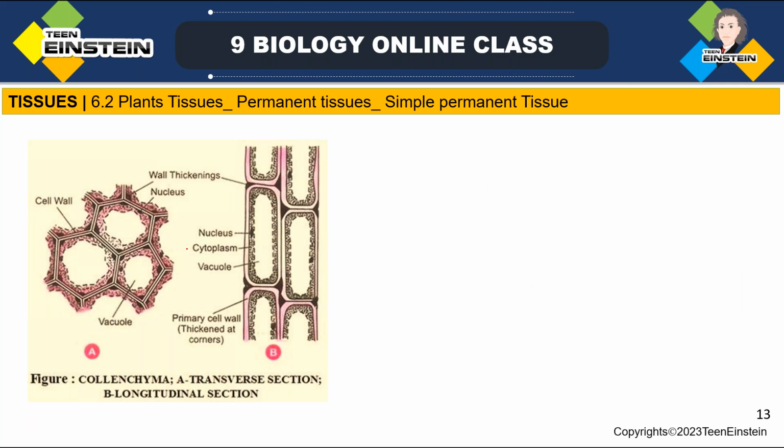Okay, then another type of permanent tissue in plants. That is collenchyma. Collenchyma is another type of permanent tissue, and that is giving flexibility.